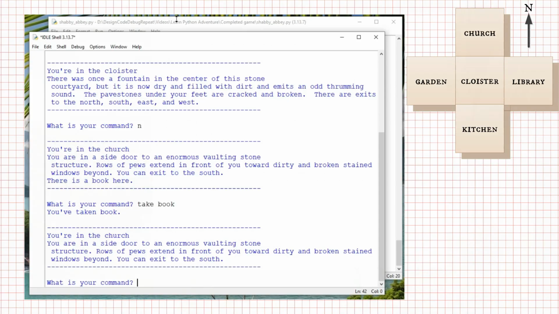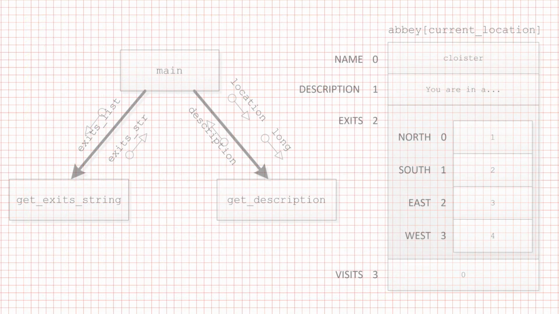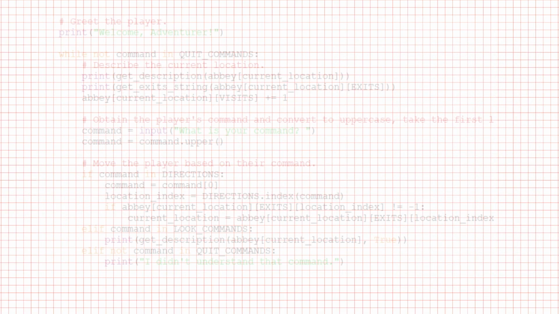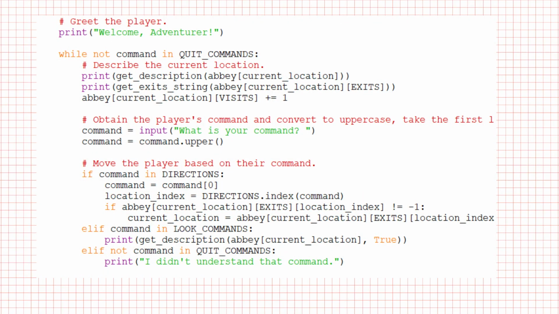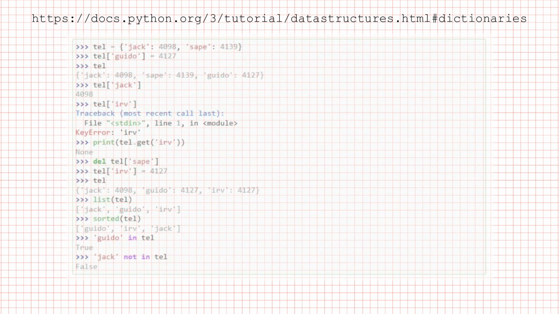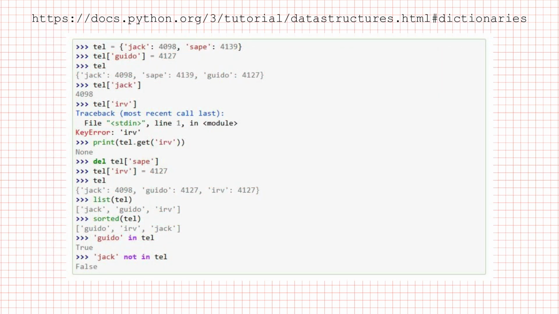Let's get started. So far, we've built a functionally decomposed game with a data structure representing our dungeon and a game engine composed primarily of a loop, allowing the user to explore the dungeon until they choose to quit. In this video, we're going to learn about a new data structure called a dictionary. We'll incorporate it into our game and expand our game's functionality.